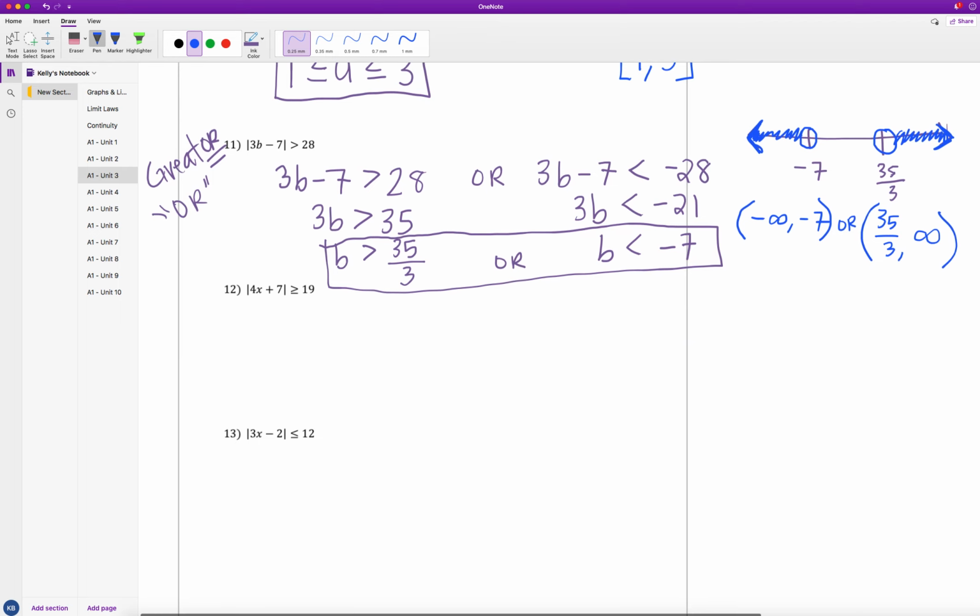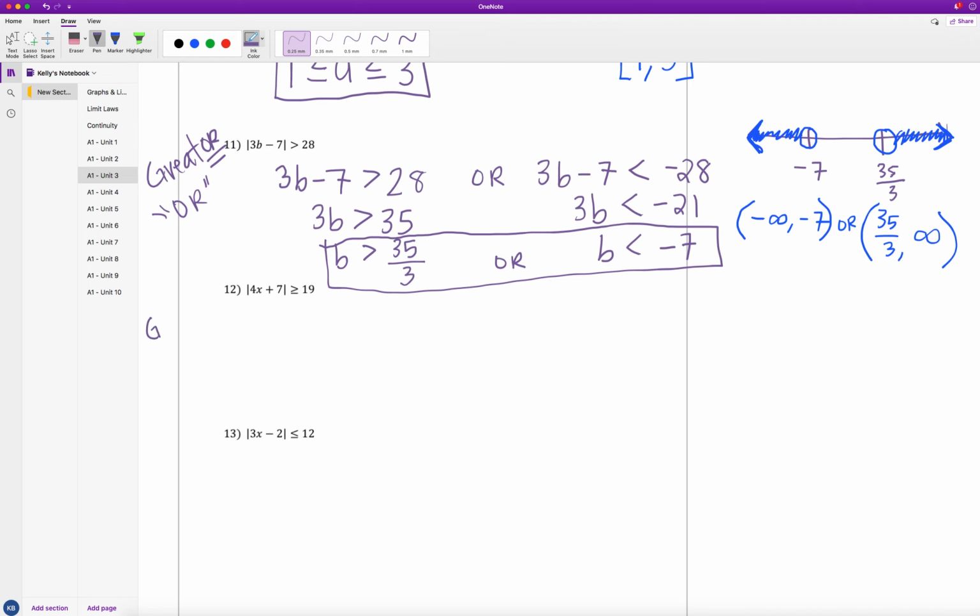Okay, we have two last examples left. Why don't you guys pause the video and do example 12 on your own first, and then we'll check it together. Okay, example 12 says the absolute value of 4x plus 7 is greater than or equal to 19.